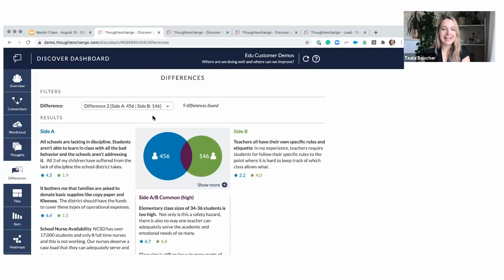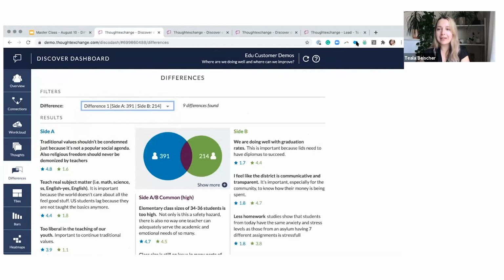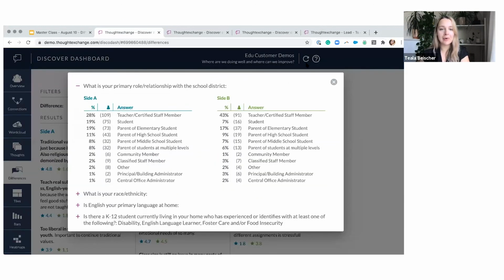Great. And then we're just going to look at difference 1 here too, so you can get a sense of that survey question. I'll click on show more. And here we have a little bit of differentiation. So side A was talking about subject matters, whereas side B was talking more about communication. And you can see here that we have more students in side A than we do in side B.